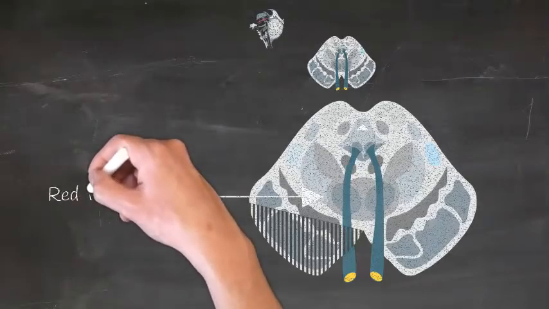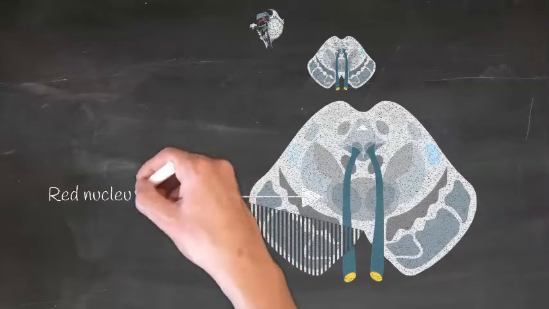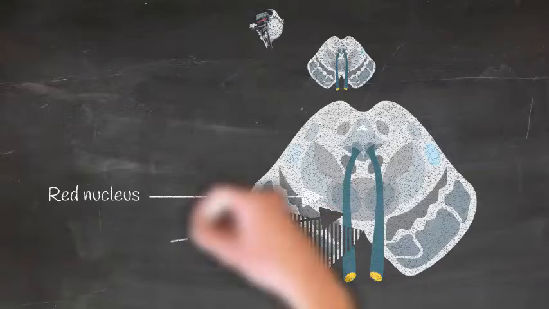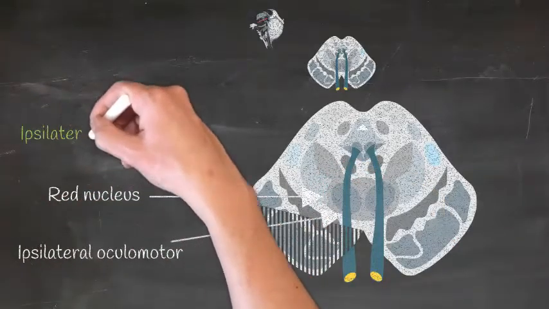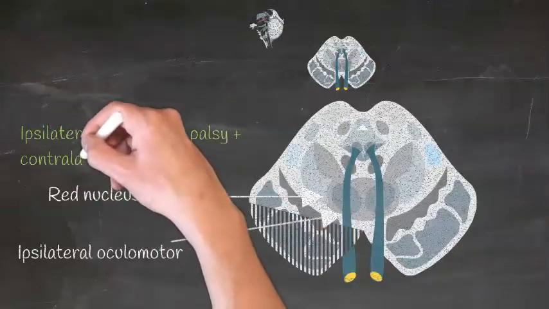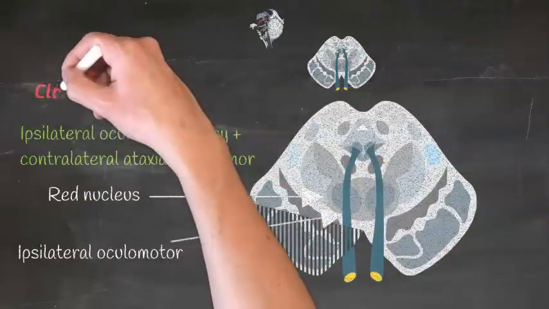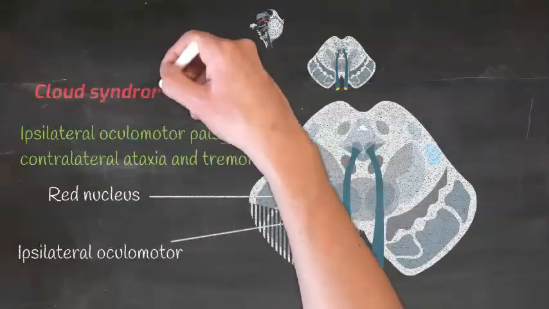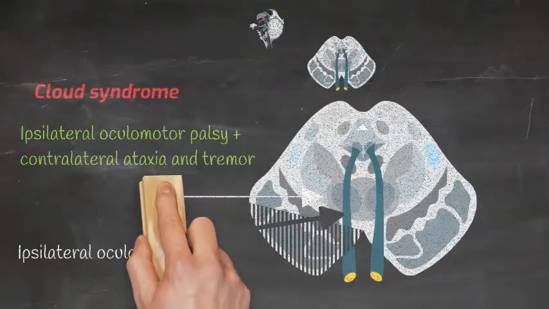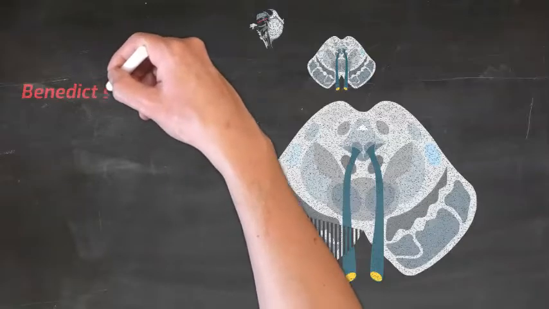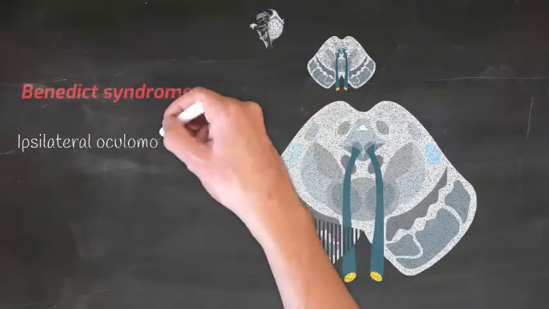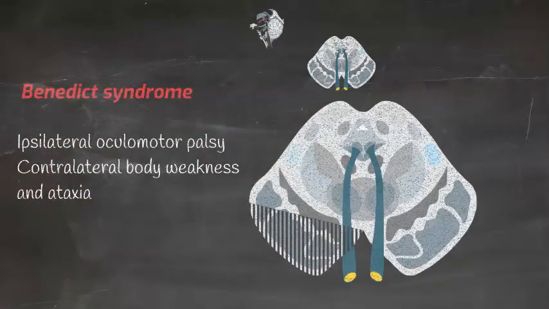Sometimes the infarction occurs at a higher level, affecting the red nucleus together with the ipsilateral oculomotor nerve, resulting in ipsilateral oculomotor nerve palsy with contralateral ataxia and tremor, a condition called Claude syndrome. Combination of these two lesions is called Benedict syndrome.